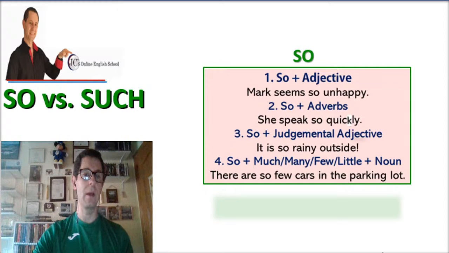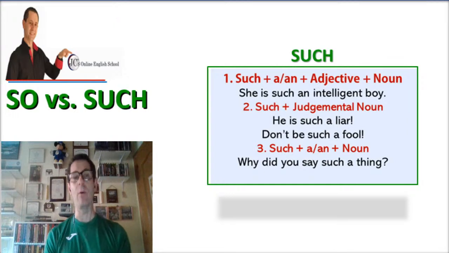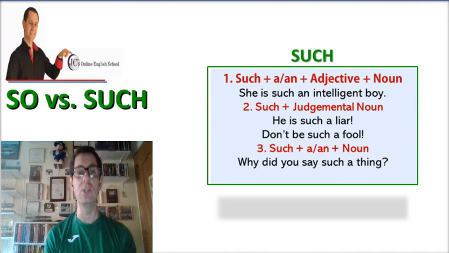But now let's take a look at such. Such is followed by a or an, an adjective, and a noun. In this case, you need a noun, whereas with so, you don't need a noun. With such, you do need it.